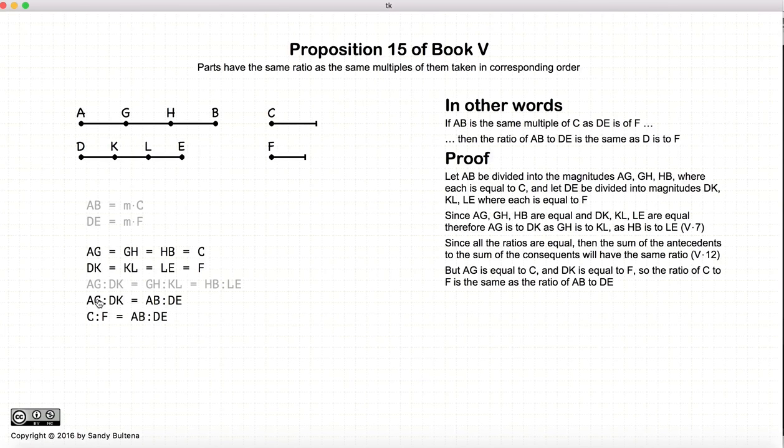However, AG is equal to C, and DK is equal to F. So we know that AG to DK is also equal to C to F. So we substitute C to F in our equation, and we have that C to F is equal to AB to DE. So there we have shown, from our initial conditions, that AB and DE are equal multiples of C and F respectively, which gives us that the ratio of C to F is also equal to AB to DE.